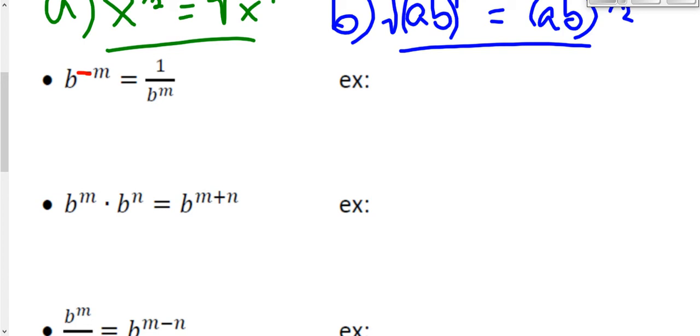So right now, this b to the negative m is in the numerator of a fraction. It's over an invisible 1. So the negative just tells me that it needs to go upside down. So the b to the m power needs to be in the denominator of this fraction. And in this case, there would be nothing left in the numerator, so we'd put a 1 as a placeholder. So let's go ahead and take a look at an example with some variables in here.